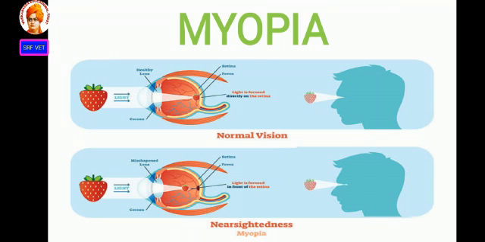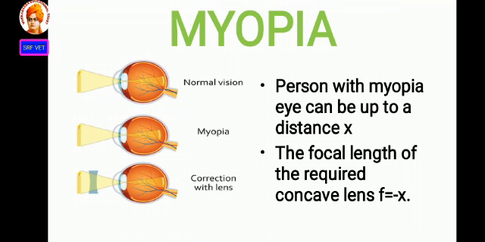Look at the picture. Strawberry is an object. The image is formed on the retina. This is normal vision. In the second one, the image is formed in front of the retina. This is myopia, the defective eye. This defect can be corrected using a concave lens. For example, a person with myopia can see up to a distance x. So, the required focal length of the concave lens f is equal to minus x.